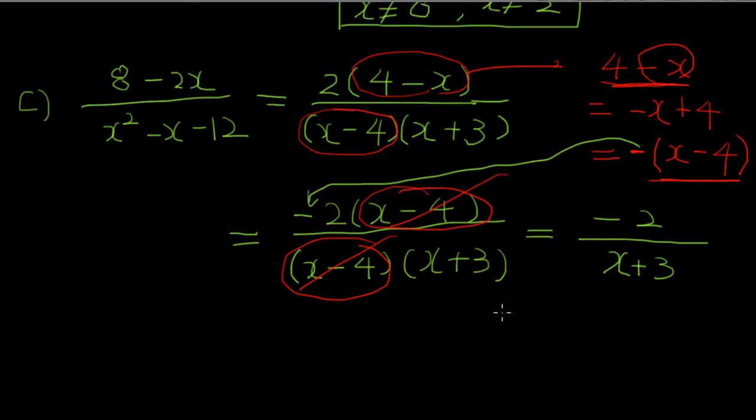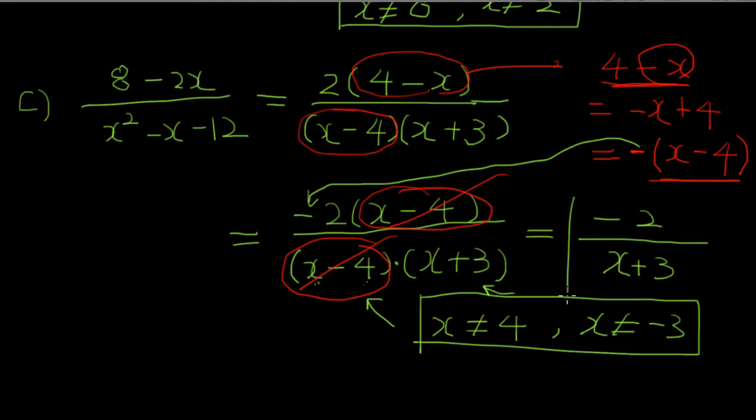And let's identify those x values that will make the denominator equal to 0. From here, x cannot be equal to 4, because if it's 4, 4 minus 4 equals 0, and 0 times whatever is 0. So we don't want that. And also, x cannot be equal to negative 3 from here. So this is what we need, the solution for this question.